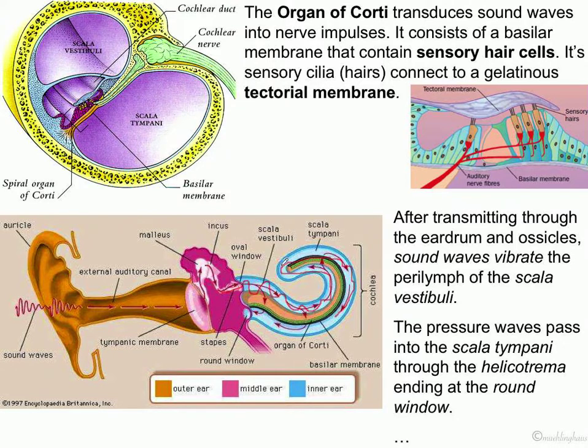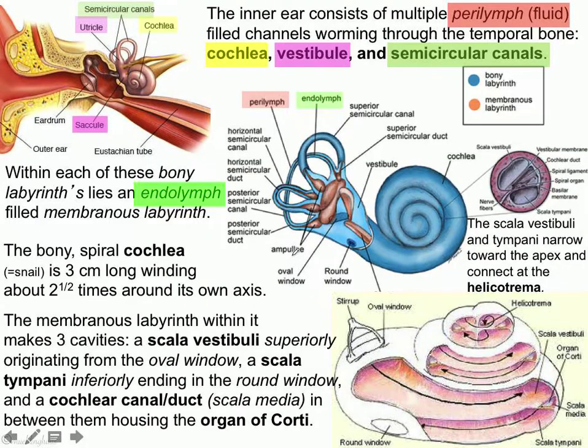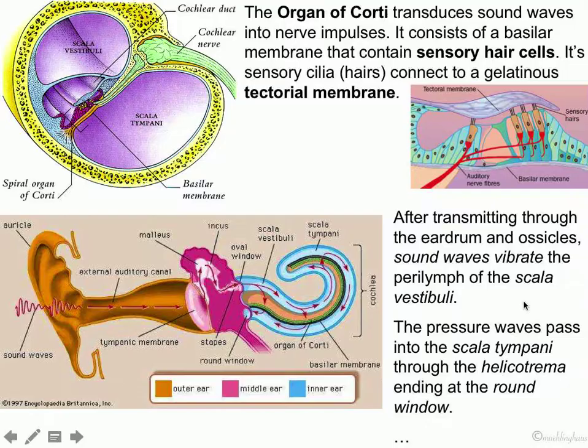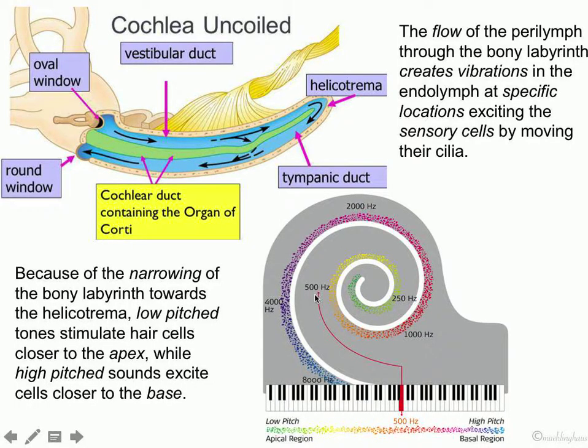There's actually a place on top of the apex of the snail that the scala vestibuli and the scala tympani connect. That's called the helicotrema. Hold on, I did not show you that. That's right here, helicotrema, like helicopter. I know, it's on top. So now sound waves come in, and one more thing that we need to talk about is this channel narrows as it gets to the top. So it gets narrower as it gets to the apex.